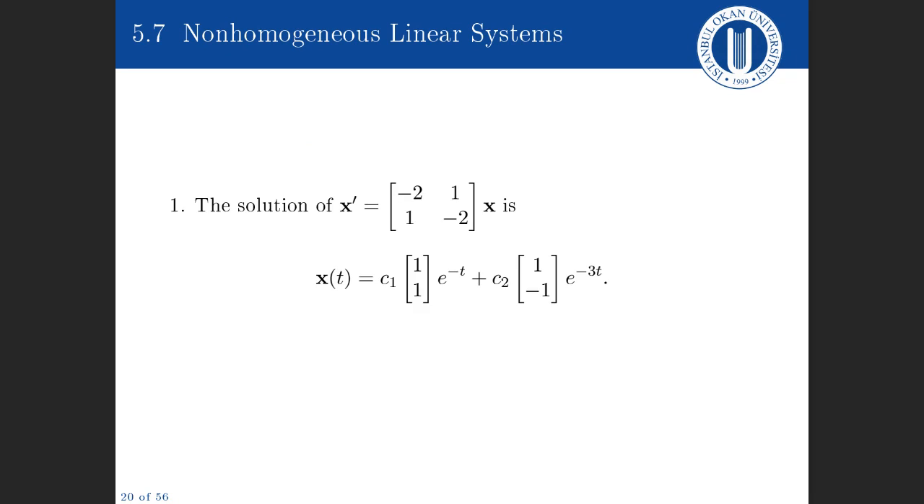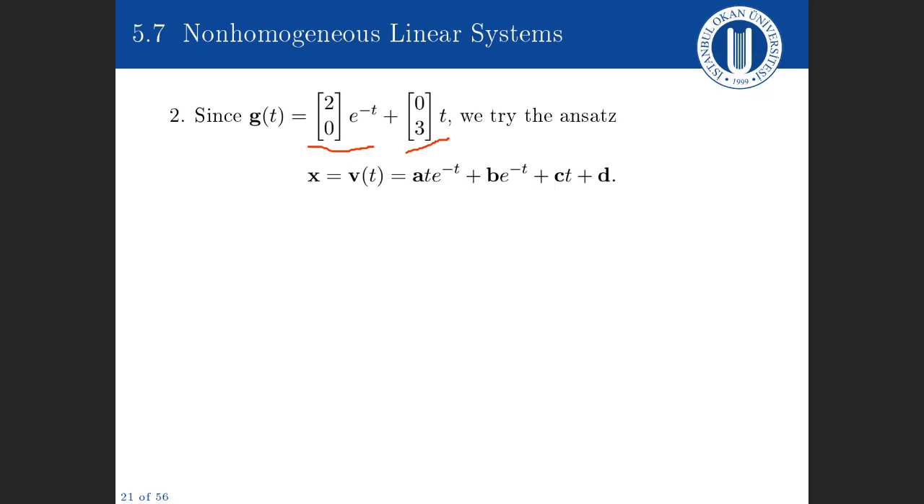Now, let's go back to the previous slide. Look, e to the power minus t solves the homogeneous equation. That means we can't just use e to the power minus t in our ansatz. We need to multiply by t. And systems are slightly more complicated than just second order equations. As well as t e to the power minus t, we're also going to need an e to the power minus t term. That's going to take care of this. It's going to be some vector a, t e to the power minus t, plus some vector b, e to the power minus t.